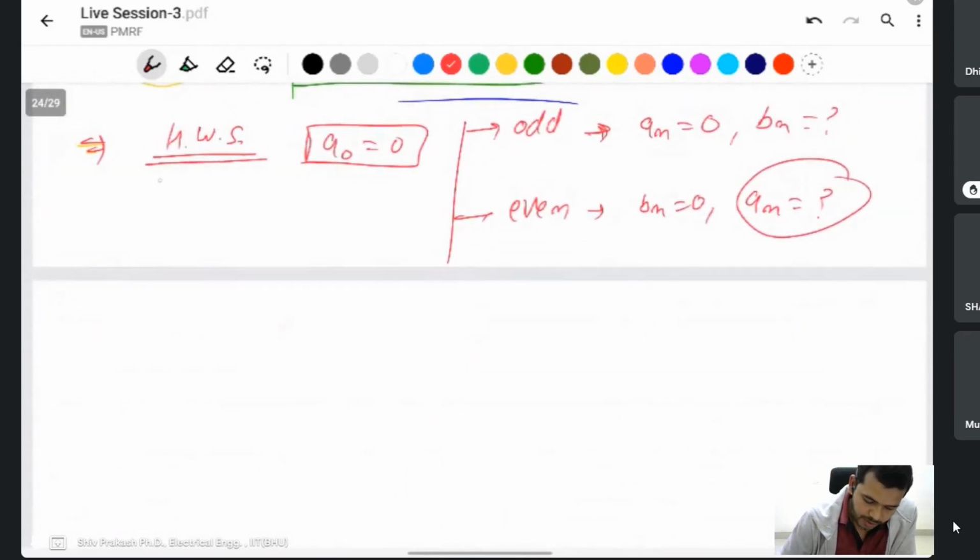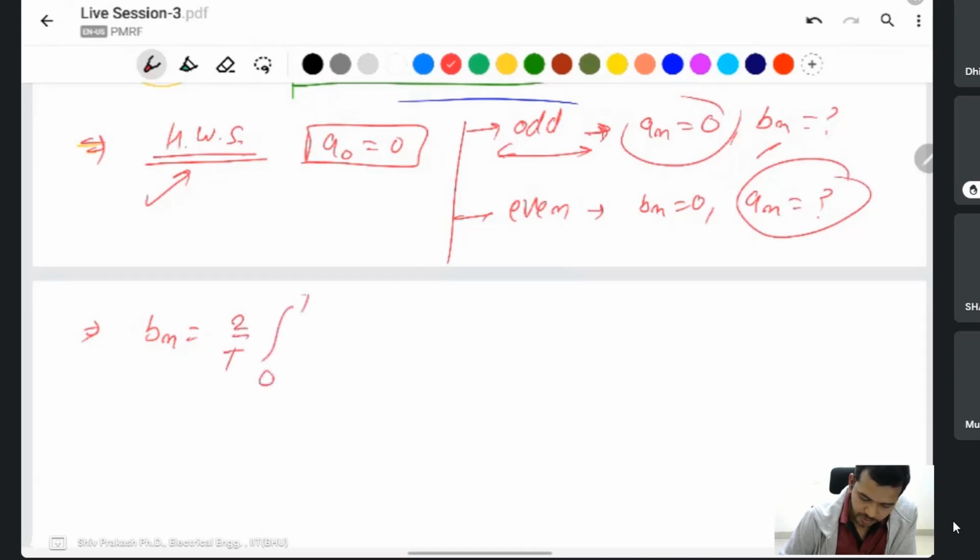Then our signal has half wave symmetry, so a0 is 0, and odd symmetry means an is also 0. We only need to find bn for this signal. You know the bn calculation: 2 by T, integration from 0 to 2π of x(t) into sin(nωt).